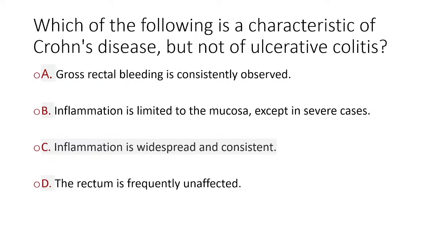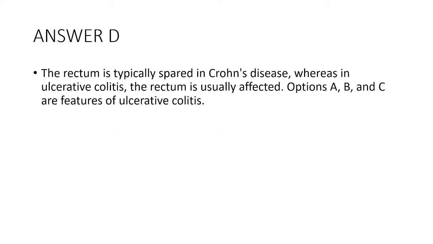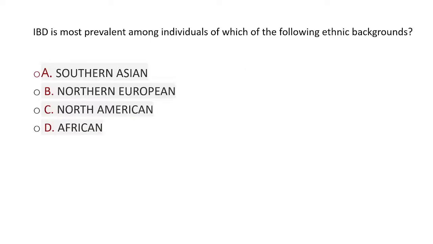Now, which of the following is characteristic of Crohn's disease but not of ulcerative colitis? Gross rectal bleeding is consistently observed. Inflammation is limited to the mucosa except in severe cases. Inflammation is widespread and consistent, and the rectum is frequently unaffected. Answer is: rectum is typically spared in Crohn's disease, whereas in ulcerative colitis, the rectum is usually affected.